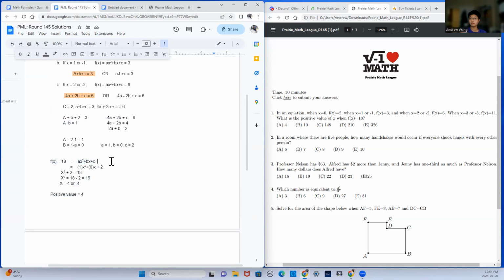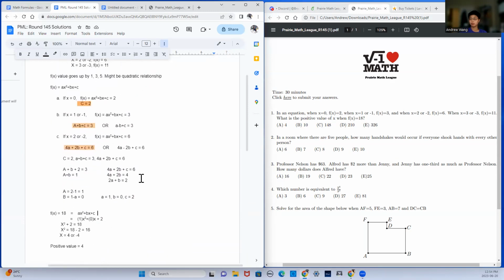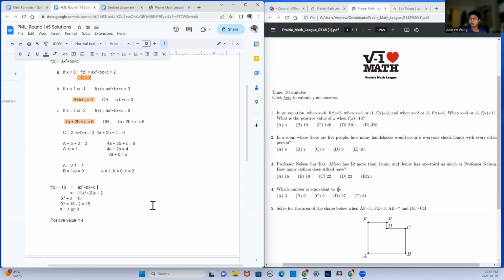So f(x) is still equal to 18, and we use the quadratic formula, which is ax squared plus bx plus c. Now we just substitute these variables inside. a is 1, so 1 times x squared plus 0 times x plus 2. Once you simplify that, it equals x squared plus 2, set equal to 18.